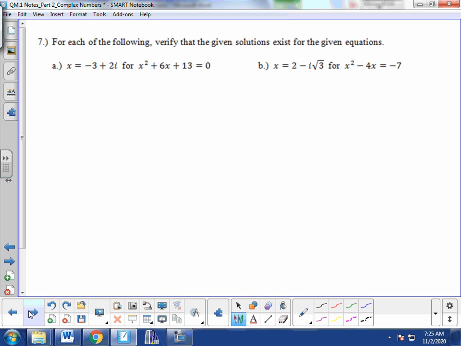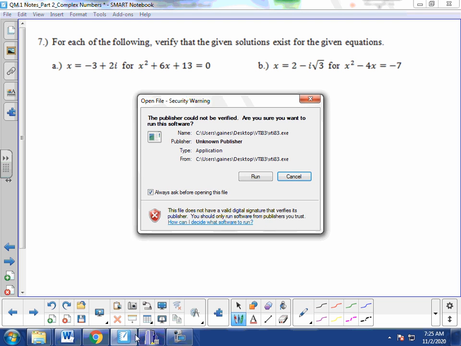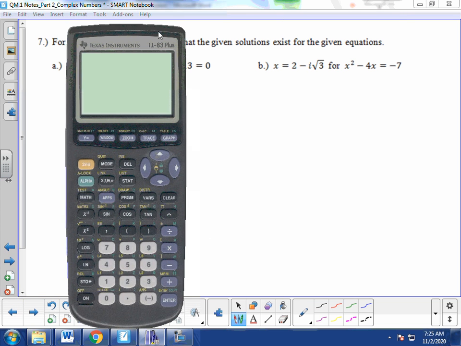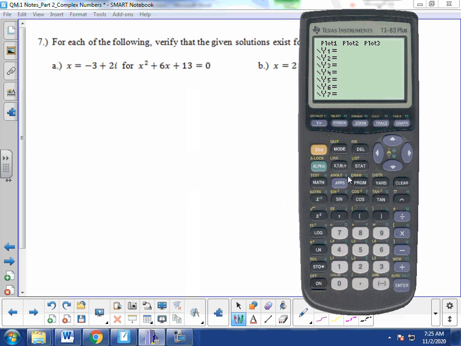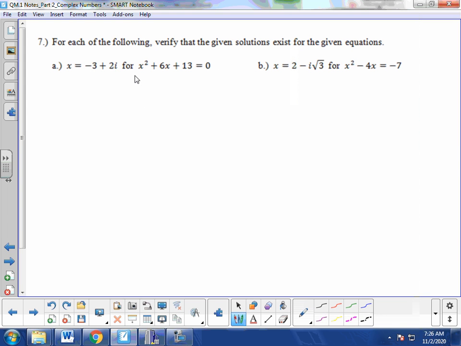7a. In 7, it says, for each of the following, verify the given solutions exist for the given equation. So what this is saying is the solution for x is x squared plus 6x plus 13. That's the solution. Now, remember, as we talked about imaginary numbers, solutions are anywhere where a graph touches the x-axis. So if I graph this equation, we can see that it does not touch the x-axis. So what that tells us is there are solutions for the equation, but they're going to be either imaginary or complex numbers. So here in problem number 7, it gives us a complex number and tells us it is the solution for this equation.